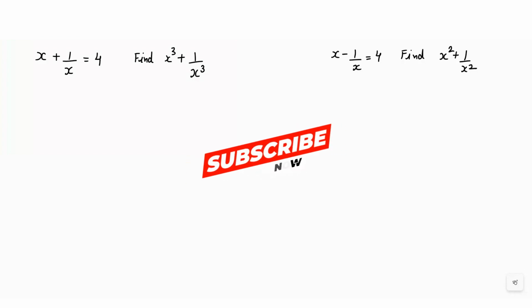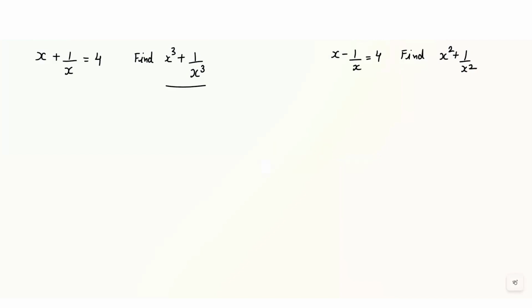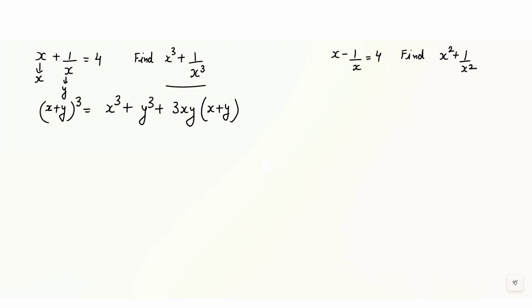In such questions, if they ask for x cube plus 1 by x cube, then we have to use the formula where we get cube values of two different variables. Here we will use the formula x plus y whole cube equals x cube plus y cube plus 3xy into x plus y. In this question, the value of x is x and the value of y is 1 over x.